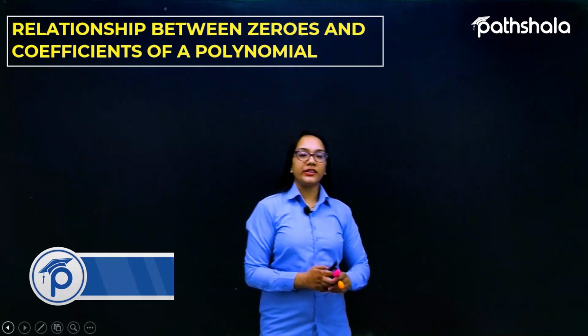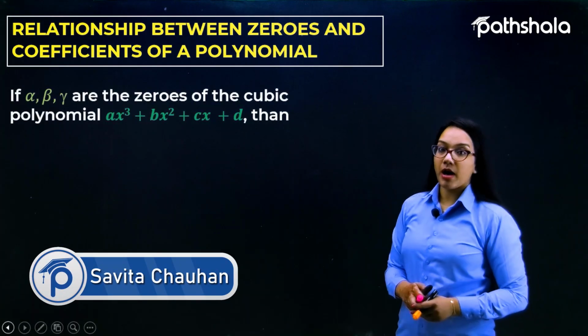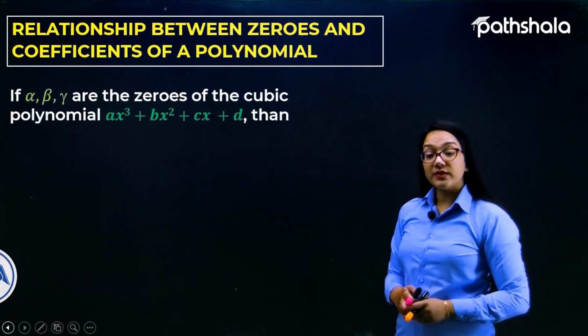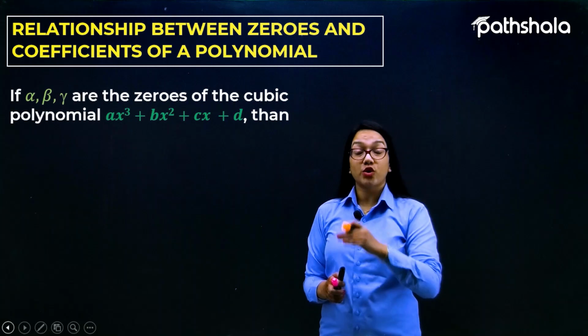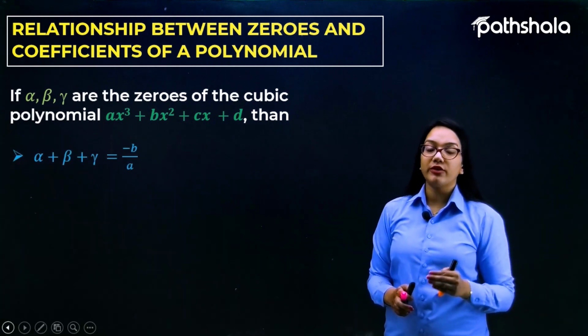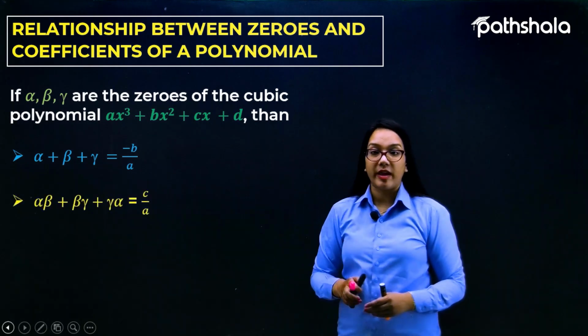So let's just see in general what we can say for a cubic polynomial. If alpha, beta, gamma are the zeros of the cubic polynomial ax cube plus bx square plus cx plus d, then what can we say? We can say that the sum of the zeros, alpha plus beta plus gamma, can be expressed as minus b by a.